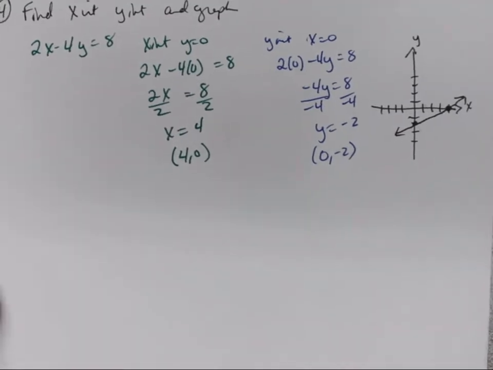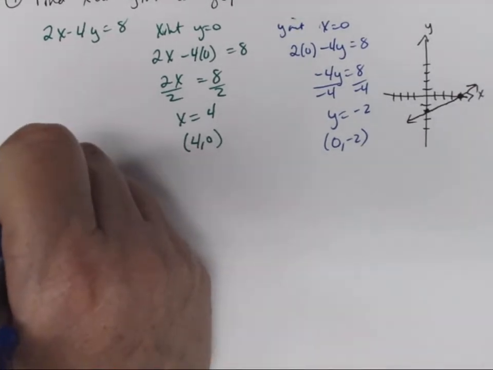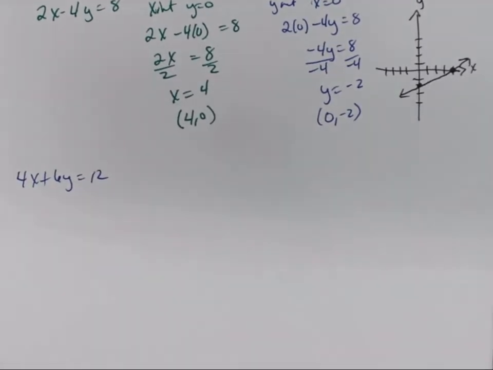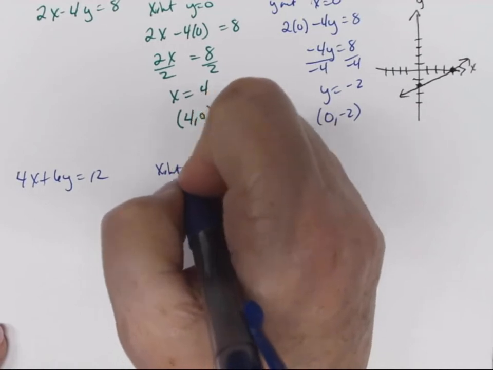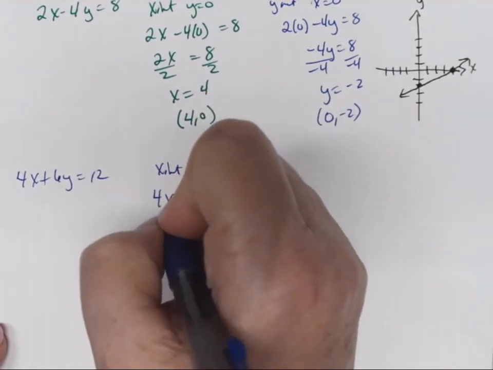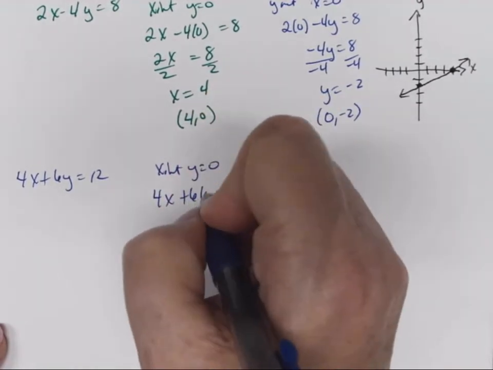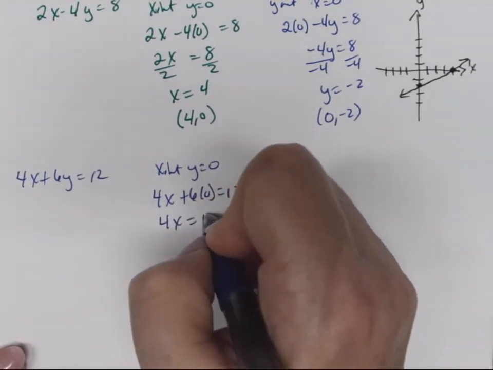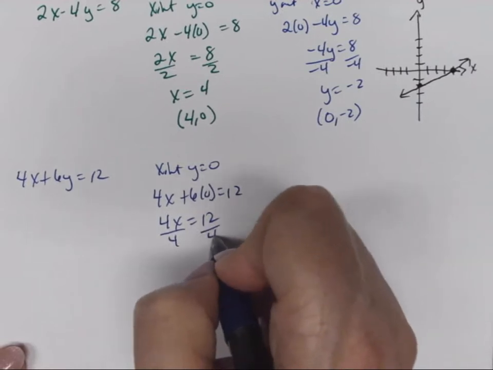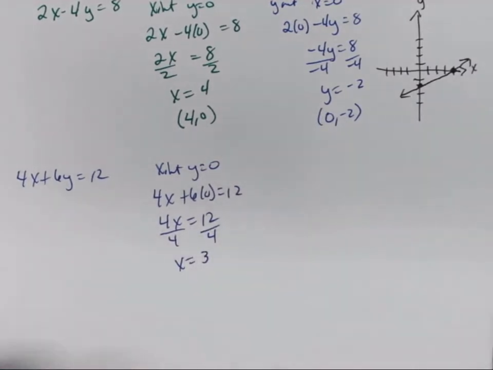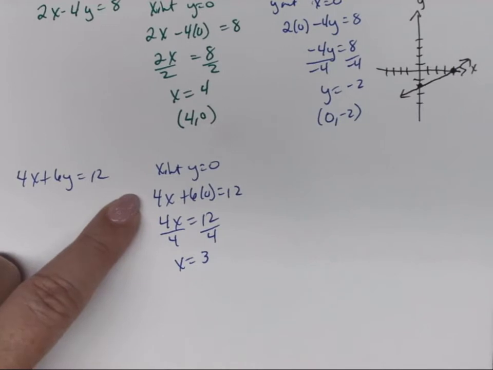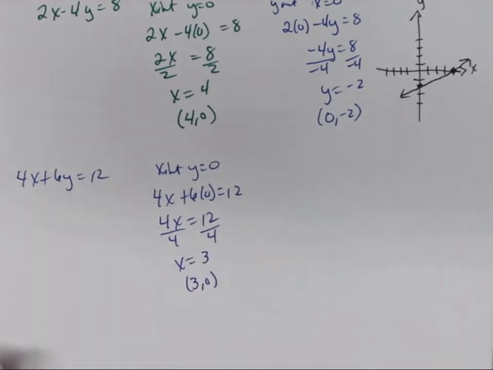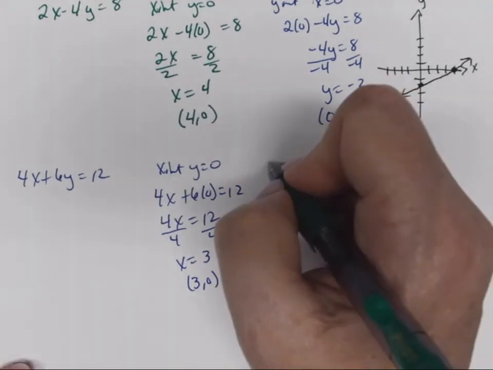All right, let's do another one. So 4x plus 6y is equal to 12. So for the x-intercept, y equals 0. So 4x plus 6 times 0 equals 12. So 4x will equal 12. Divide by 4. X equals 3. You actually have to show this step. Even though you know it's going to go away, you have to show your work. If you don't show your work, you can't receive all the credit.